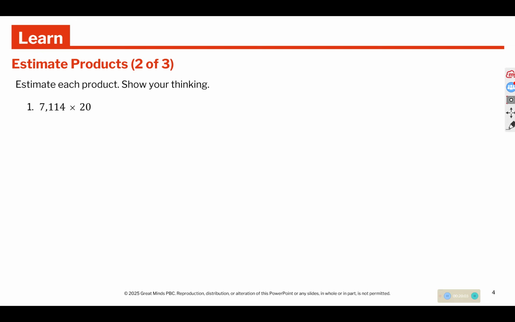Let's look at problem 1 in your workbook. Estimate each product and show your thinking. Now I like the 20 because it's a multiple of 10. So I'm going to leave that one, but I'm going to round the 7,114. This is approximately 7,000 times 20.